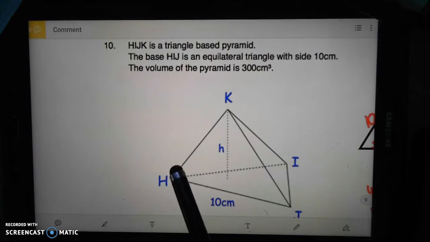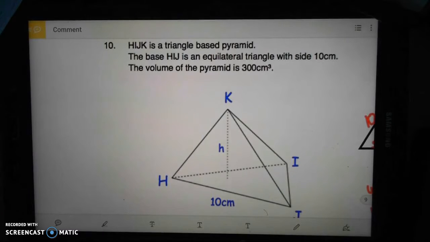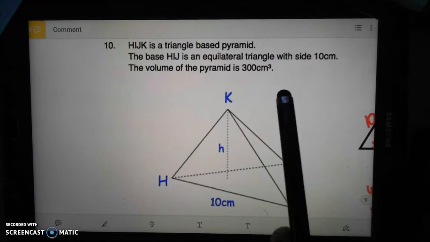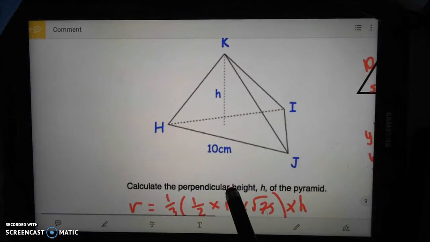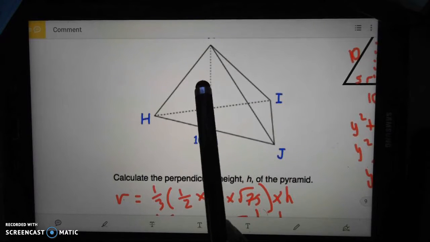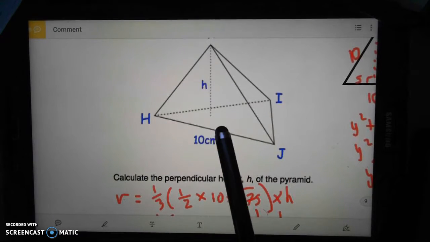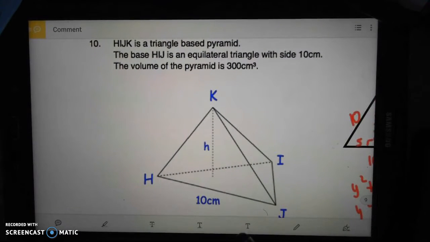The base HIJ is an equilateral triangle with side 10. The volume of the pyramid is 300 centimeters cubed. Calculate the perpendicular height h of the pyramid. So in this question they want us to calculate the height. They want us to work out this height.